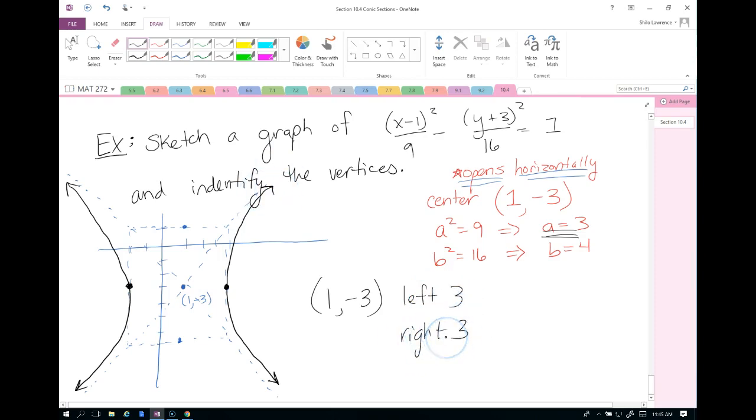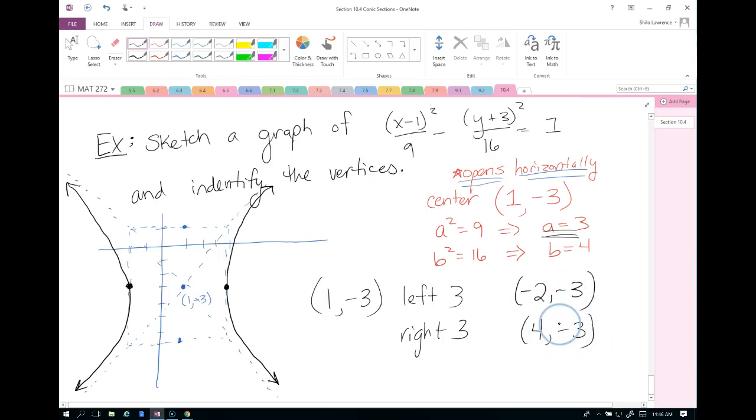Now if you drew this nice and accurately, you could just pick them off the graph. But from 1, negative 3, if I go left 3 units, that's going to subtract 3 from my x-coordinate. That should be at negative 2, negative 3, and you can confirm it from your graph. It is at negative 2, negative 3. And then from 1, negative 3, if I move right 3 units, it's going to add 3 units to my x-coordinate. I'm going to be at 4, negative 3.